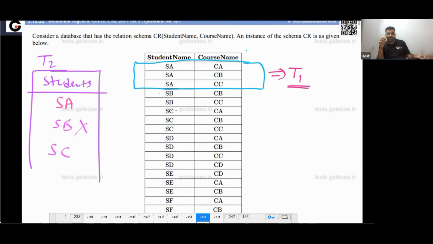What about SC? CA, CBCC. So he will be there. He has taken all the courses taken by SA. What about SD? CA, CBCC. So this SD will be here.